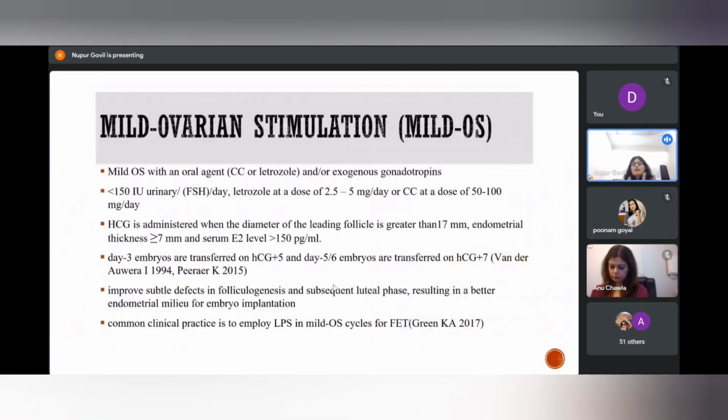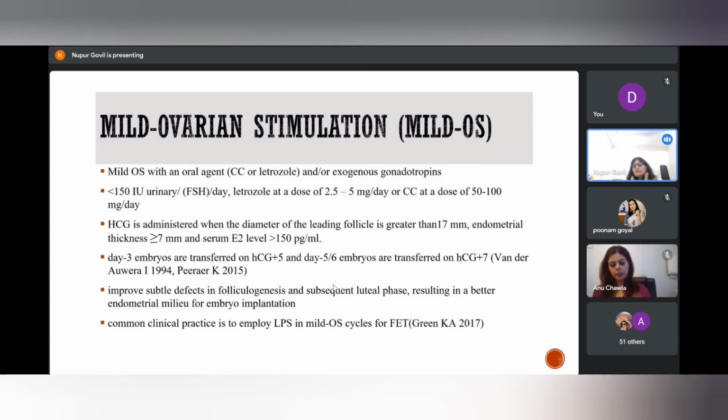Mild ovarian stimulation uses oral agents, clomiphene, letrozole, or exogenous gonadotropin, and when the endometrial thickness is more than 7 mm and E2 levels more than 150. From a study, it was given that hCG can be administered when the leading follicle is greater than 17 mm. So when we get an optimum endometrial thickness, we can plan for an hCG trigger, and it has been found to improve the pregnancy rate. It improves subtle defects in folliculogenesis and subsequent luteal phase, resulting in a better endometrial milieu for embryo implantation.